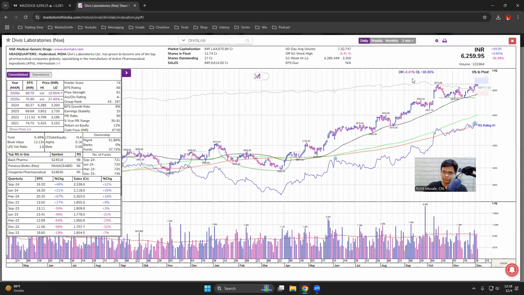So it is off 0.41%, which means it is very near to the 52-week high, 86% above the low. So as you can see, during 1 year, it has traveled a distance of 86% from the low. So you're probably buying late. You're probably buying the stock late.